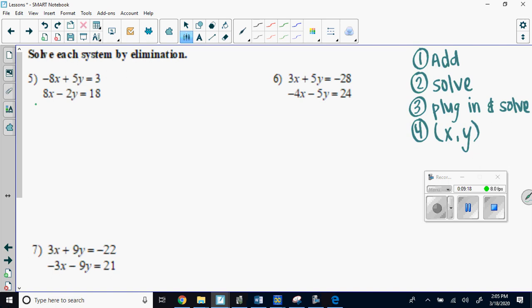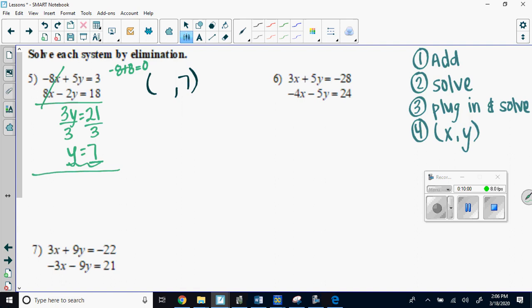I'm going to take this first example, number 5, and add straight down. And when I do that, notice the x's go away. Negative 8 plus 8 is 0. 0x, that's just gone. So 5 minus 2y makes 3y. 3 and 18 makes 21. Divide by 3. Y equals 21 divided by 3 is 7. Okay, there's first half of my answer. That's why I like elimination better. It gets to that first answer pretty quick. But we do need a second answer.